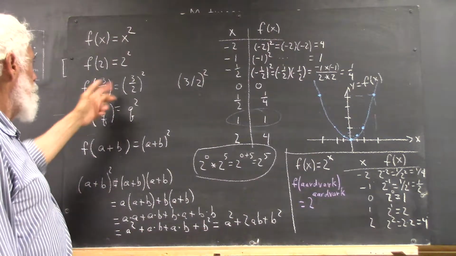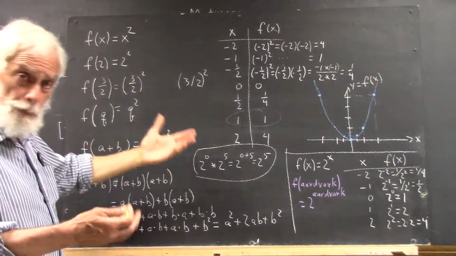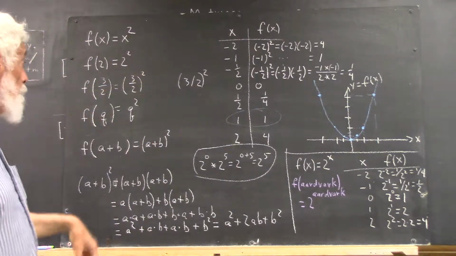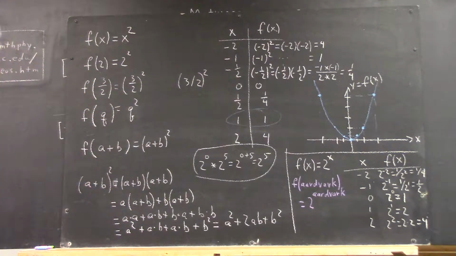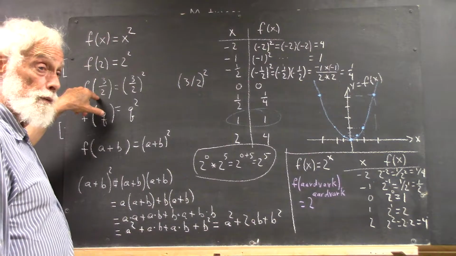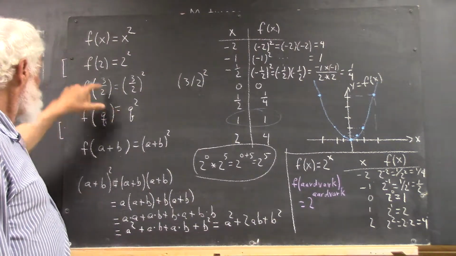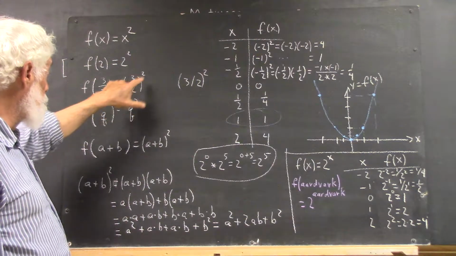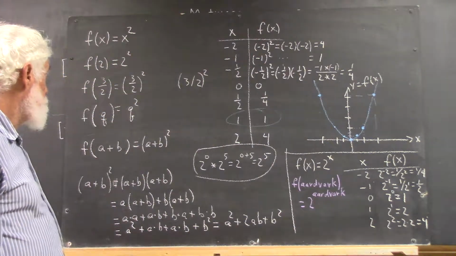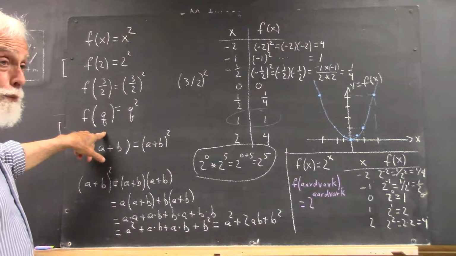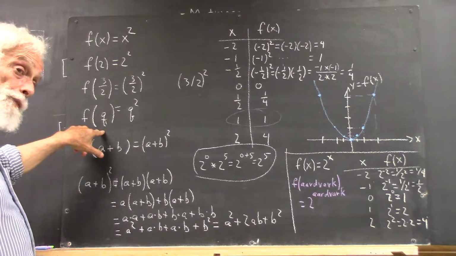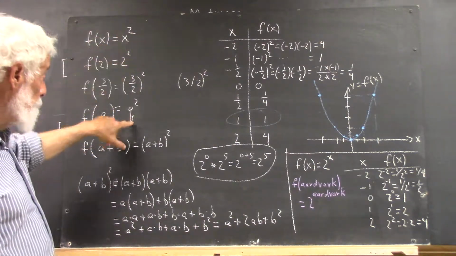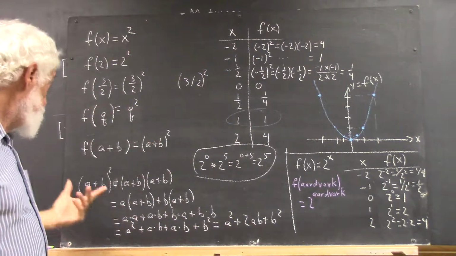What about f of something else? And of course you can evaluate 2 to the second power. I'm not going to do that. I'm just trying to illustrate the function notation. f of 3 halves, what? Well, you replaced x by 3 halves, so you replace this x by 3 halves, and you get 3 halves squared. Okay? What about f of q? Well, x has been replaced by q, so x here gets replaced by q, gives you q squared.